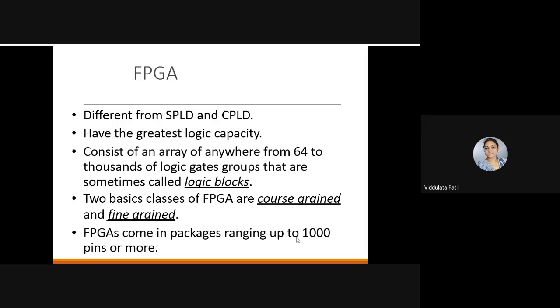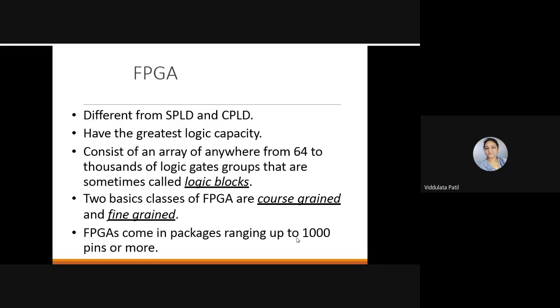So these are the basic classes of FPGAs, and FPGAs come in packages ranging up to 1000 pins or more. There is a varying number of pins available for FPGA, and you can program it depending on your application and get your circuit ready with this FPGA. So this is slightly different from SPLD and CPLD. This is about the basics of PLDs, that is programmable logic devices.